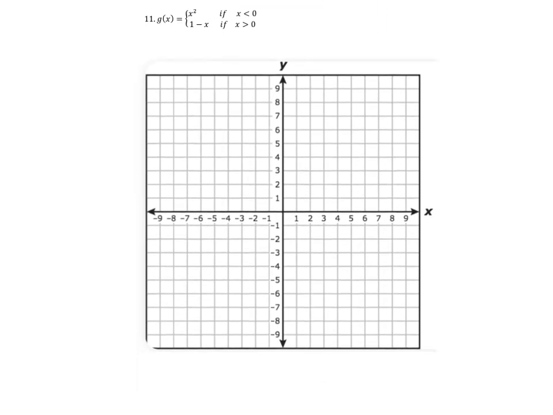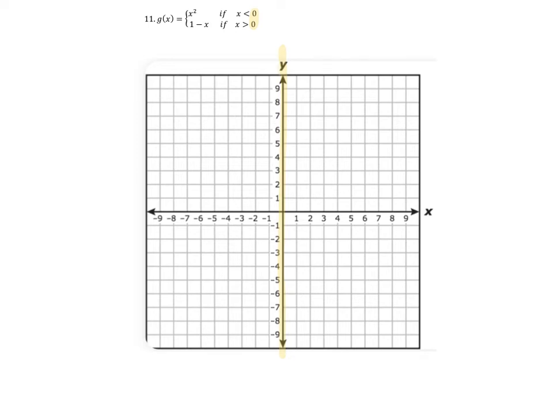Okay, number 11. So again, we have a piecewise defined function. The first thing you should do is split your graph into two parts. So you want to look and see what you're comparing to. So you're comparing to 0. So when x is 0, that is going to be the vertical line right through the middle. It's the y-axis. So that's going to split your graph into two pieces.